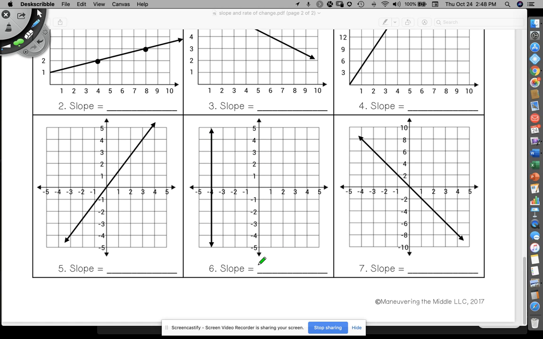That's why this is called undefined, is because I can't find a change between one value of the x and one value of the y because there is no change. It just goes straight down. So this answer is undefined.